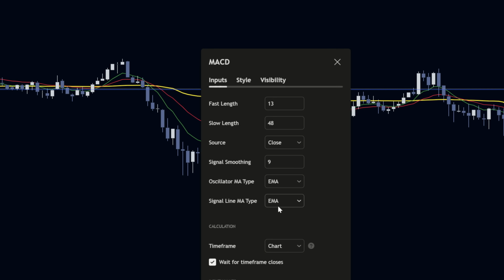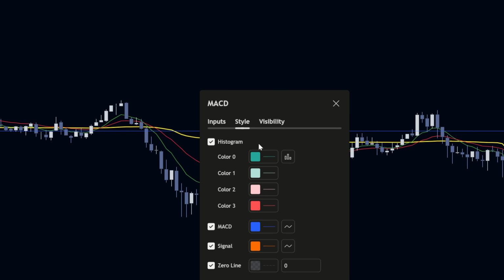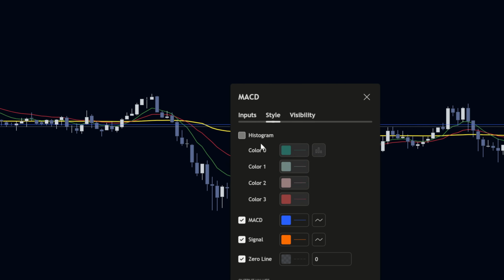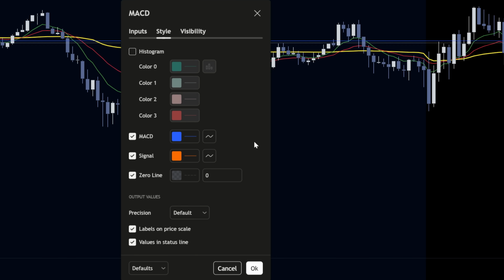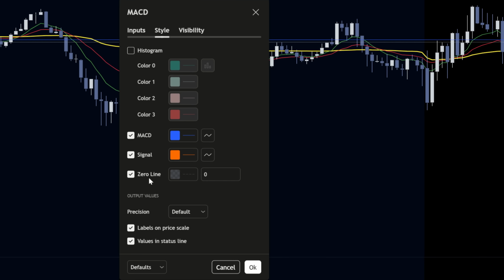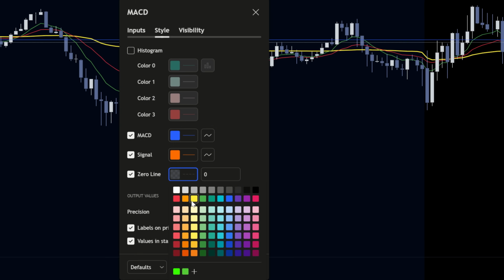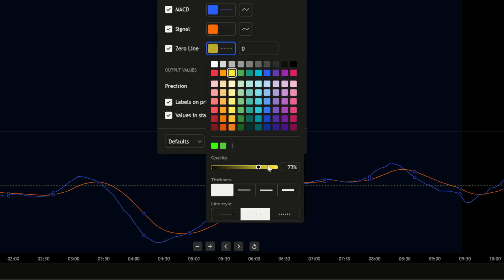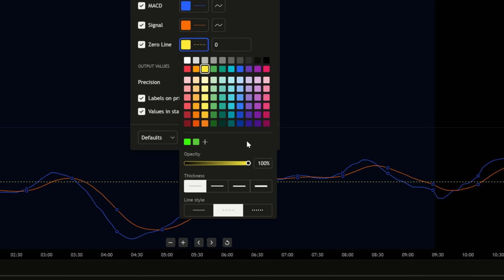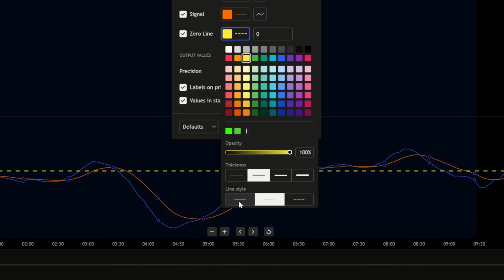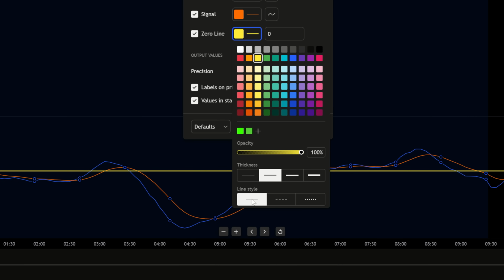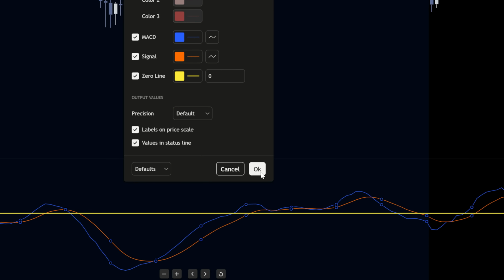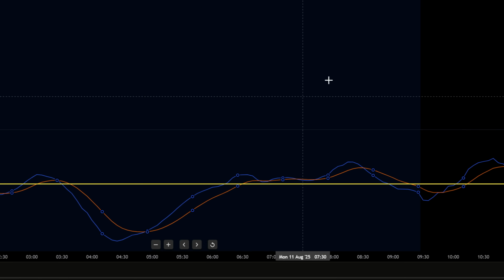And as you can see, we're also using EMAs as our oscillator. Then we head on over to style. What I want to do is turn off the histogram. But I also want to change my zero line, and I want that to pop with yellow. I want to remove all transparency, and make the line slightly thicker and a solid line. Once done, I click OK.